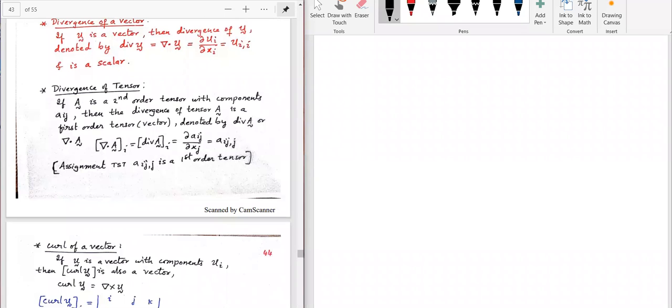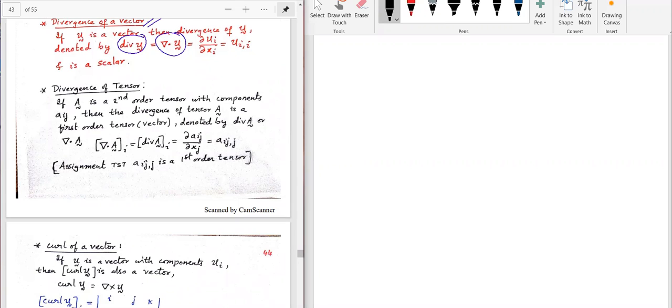Hello class. Today let us learn what is divergence of a vector. Let us take a vector. Let u be a vector. I want divergence of u, denoted by div of u or del dot u. Del dot u is nothing but a scalar. We all know, right?